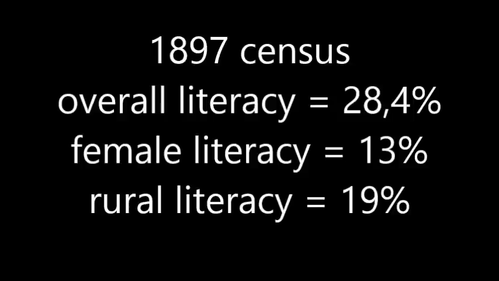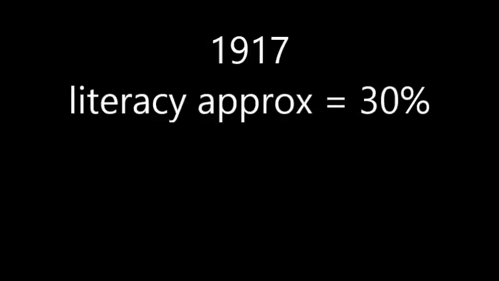So according to the last Tsarist census of 1897, literate people made up a measly 28.4% of the population, while only 13% of women were literate. And among the rural population of Russia, the number was only 19. Most of the country was rural, and among the rural population, only 19% of the people could read. So that's terrible. For the year 1917, because there's no Tsarist stats for that, it is estimated that literacy was around 30% of the population, but during the course of the following Russian Civil War, the numbers actually decreased, as you would expect.